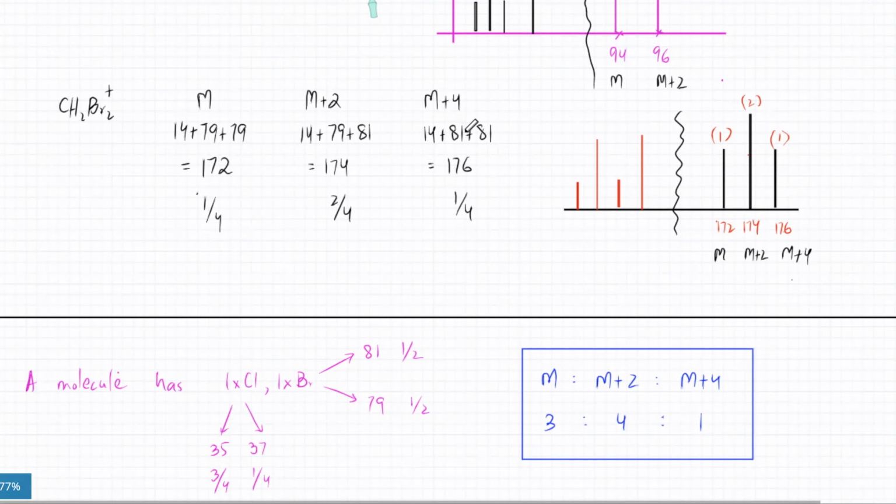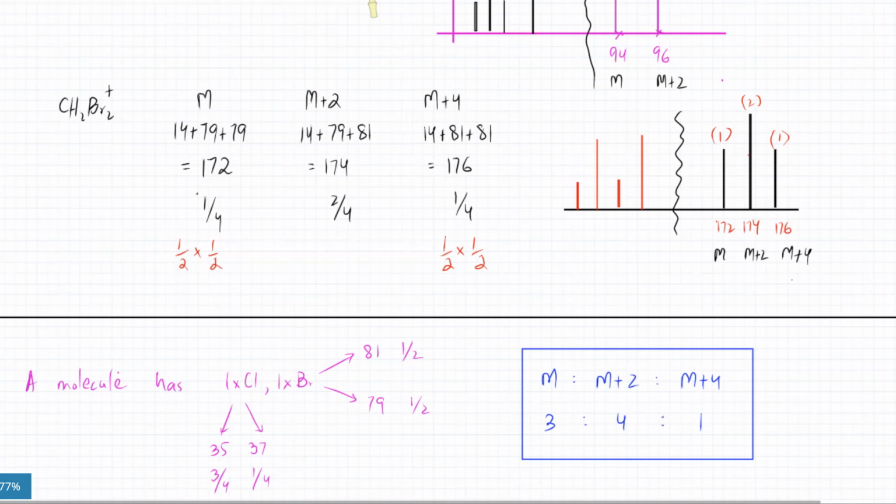What's the probability of getting both of them as 81? That's basically half multiplied by half. What's the probability of getting both of them as 79? That would also be half into half.